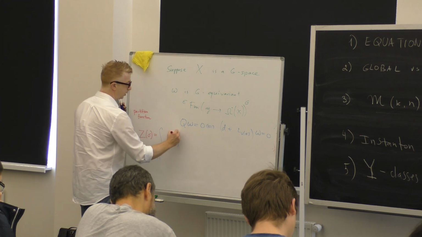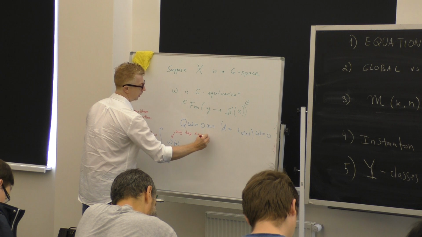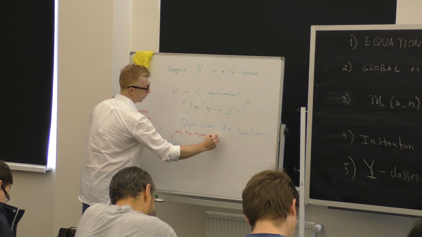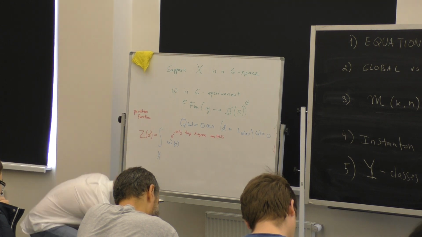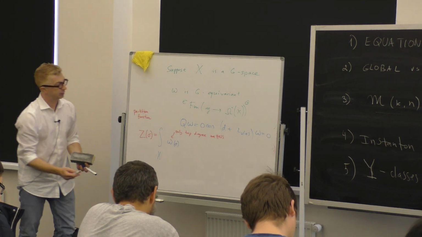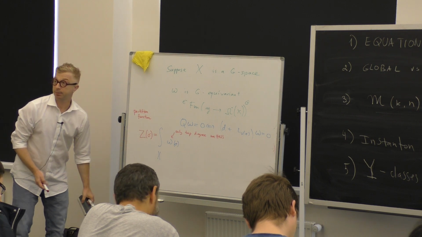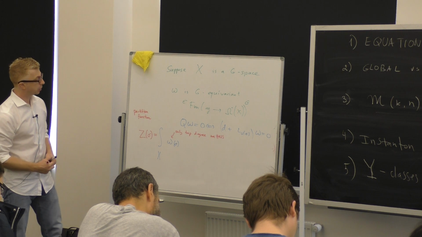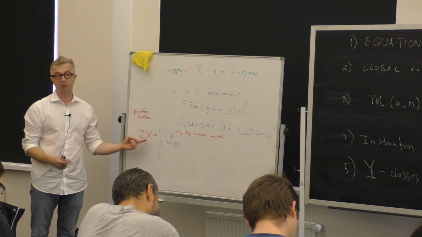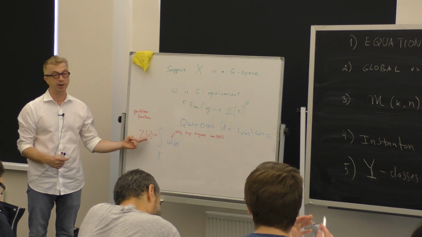So only top degree matters. So what can we say about this function? It's a function on the Lie algebra, and by definition, it's holomorphic in sigma because sigma bar doesn't enter. It is holomorphic in sigma. Sigma bar doesn't enter.